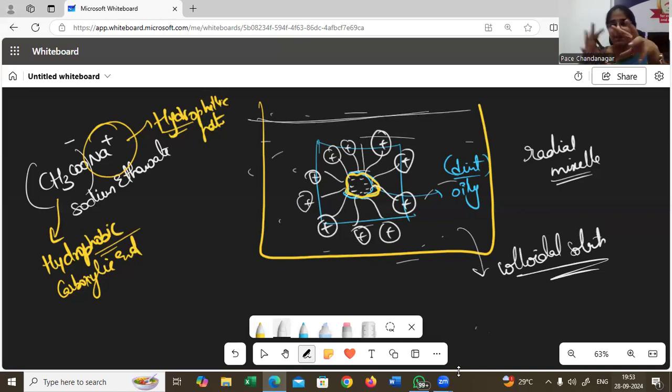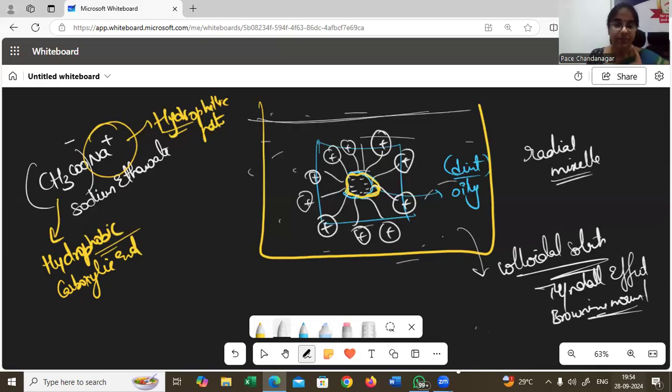Colloids are what? Nothing but these particles moving in zigzag patterns all around in the lattice, which is called the Brownian movement, exhibited by the colloidal substances. And it also shows the Tyndall effect, because it scatters the light, no? Tyndall effect it shows, and Brownian movement is also observed there, right? So this is about the cleansing action of soap. Very important. I hope you understand now how your hands are cleaned as you use soap, right?